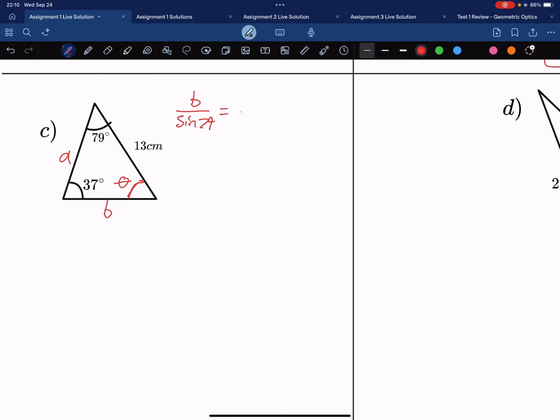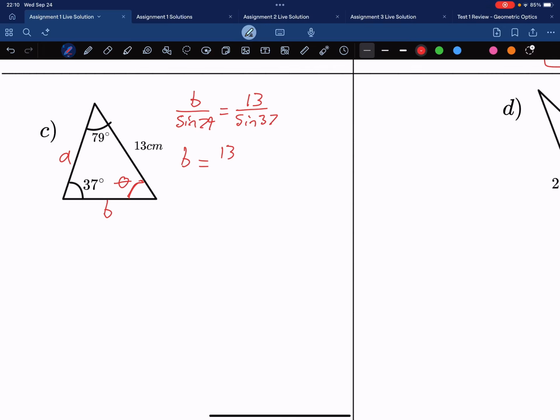Now, you absolutely can flip the sine law like this, as long as you flip both sides. I always write it so if I'm looking for an angle, I have the sine angle on top. If I'm looking for a side length, I have the side length on top. Saves me one little step later on, makes it a little bit easier for me. So whatever I'm looking for, I put that one on top, and I put the corresponding angle or side length underneath. So multiply both sides by sine of 79.